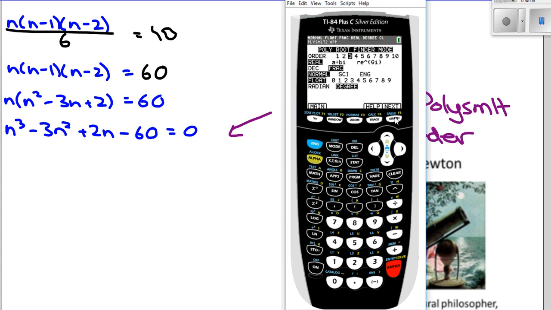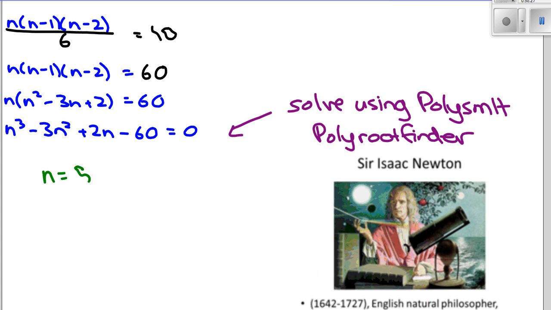And then I have to enter in the coefficient of the cube first. I see I've done this already, that's what's already in there. 1, -3, 2, and -60, and then solve. And there's only one answer. And it just gives you 5. So n equals 5, and that's all the question wanted. They wanted n equals 5. Cool.